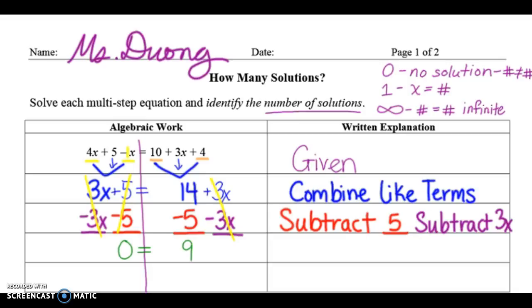I'm looking at this final answer of 0 equals 9, and I know 0 does not equal 9, at least not on this planet. Since 0 equals 9 is a false statement, I can conclude, using these three little dots as an abbreviation for therefore, I can conclude, therefore, there is no solution to this equation.